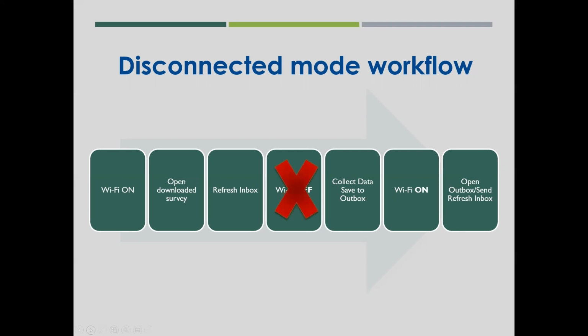So if you're not going to do disconnected, then you would not disconnect from Wi-Fi. And the way this workflow just changes to be connected is remaining connected, downloading the survey, refreshing the inbox. Then this one would change to just collect data. You don't have to turn the Wi-Fi on because it's still on. And then this last step, you no longer have an outbox to worry about. So this would be your workflow if you're remaining connected, and that's probably what most of you will do.